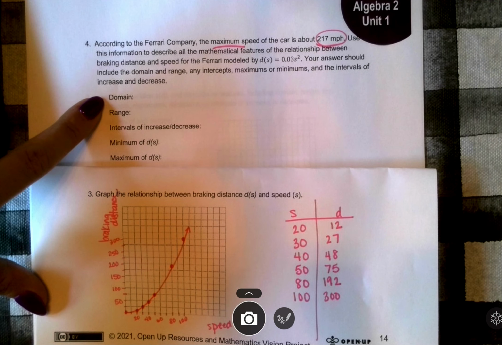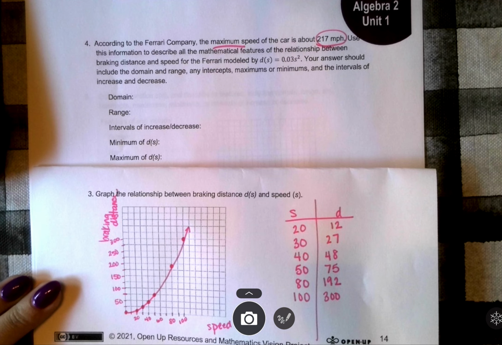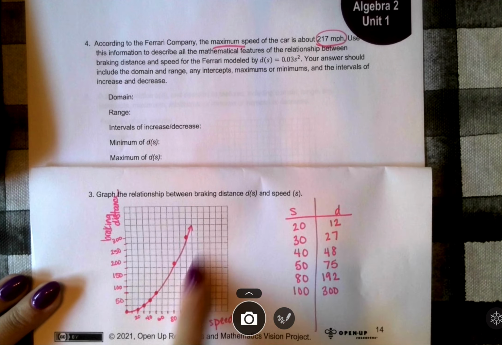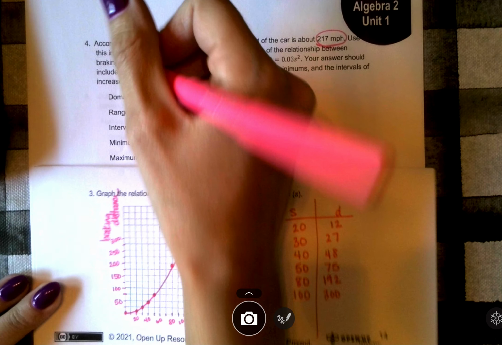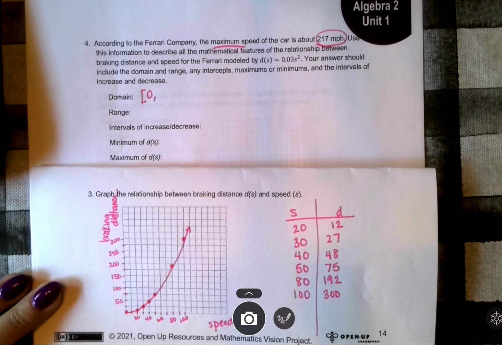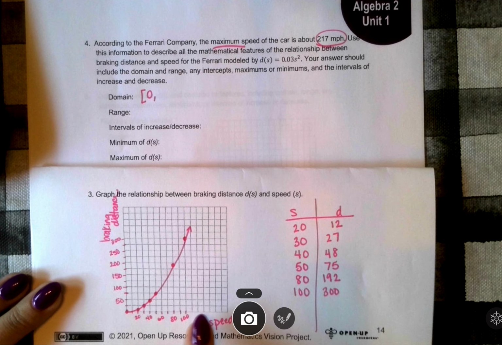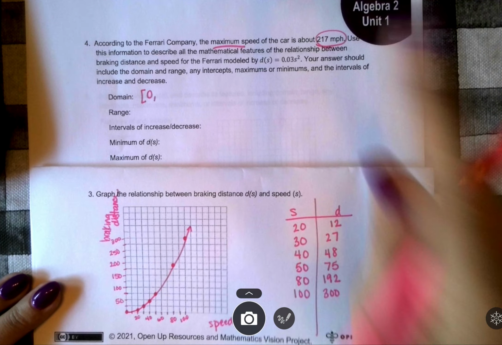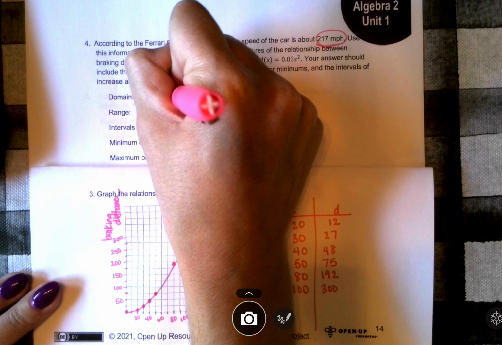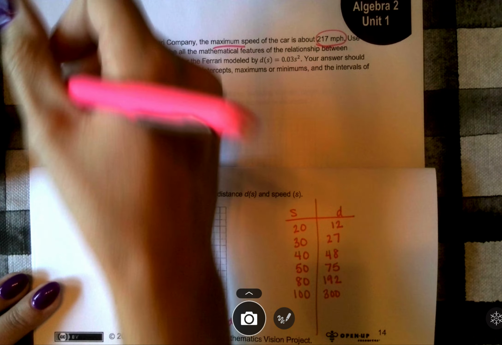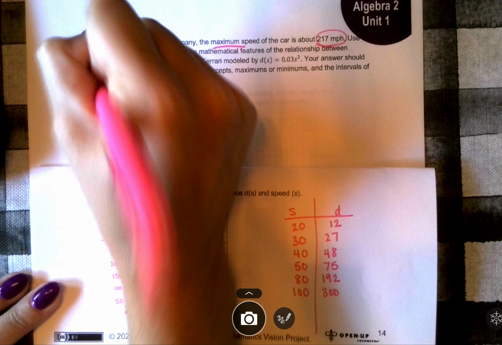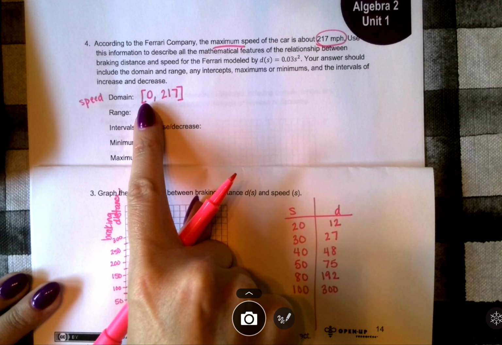So when we're looking at our domain, we're looking at all of our x values, how far left and how far right our graph goes. So looking at my graph, the furthest left has an x value of 0. I cannot go slower than 0 miles per hour. I can't go in negative speed. That would just be like in reverse, which I'm still going the same speed. So 0 miles per hour. And then the maximum that my speed can be, or the furthest to the right, I'm actually given in my scenario. So the maximum speed is 217, which is the maximum in my domain. And I'm actually going to label my domain here as my speed. So my lowest speed and my highest speed.